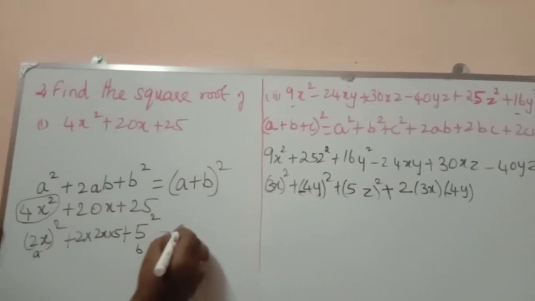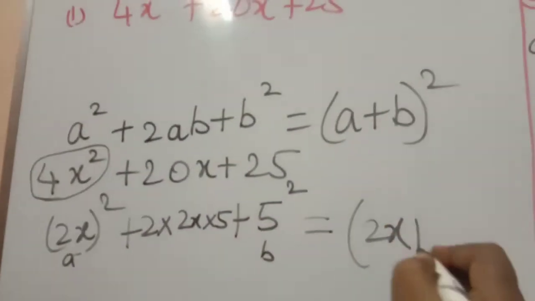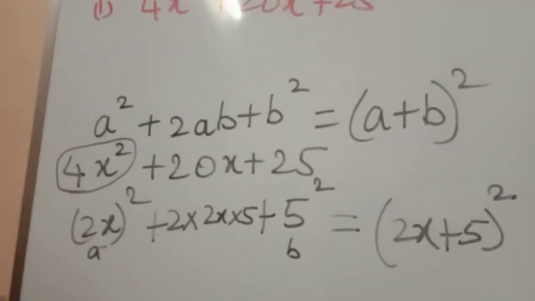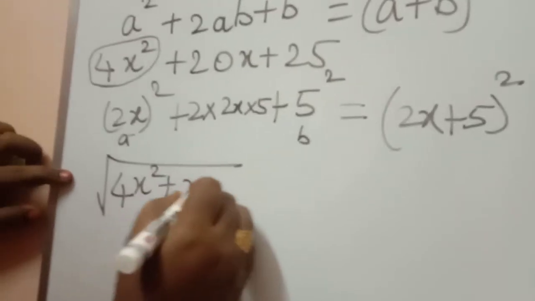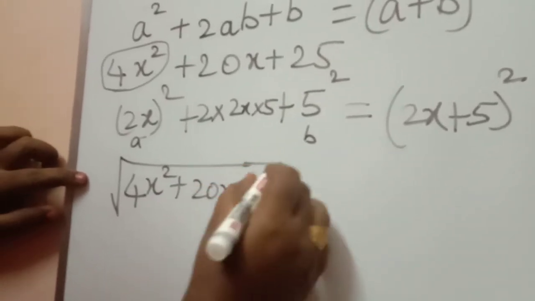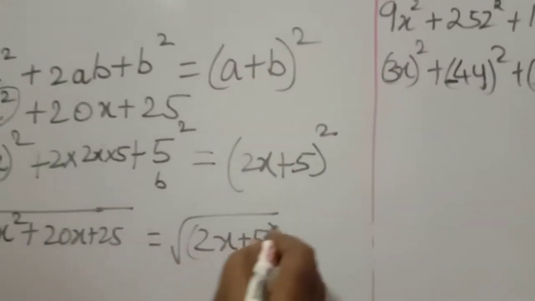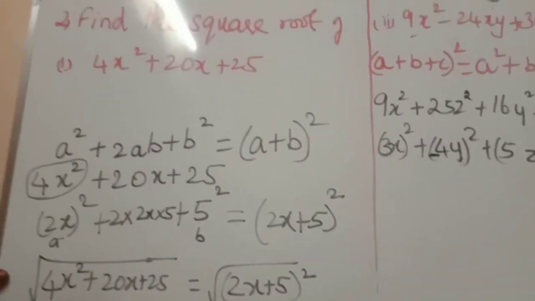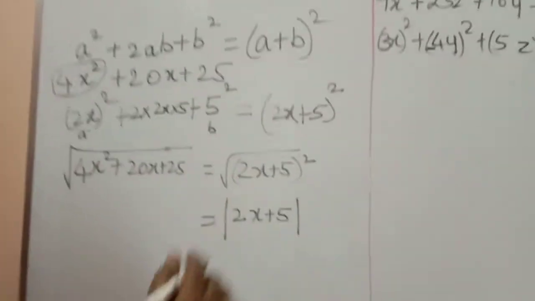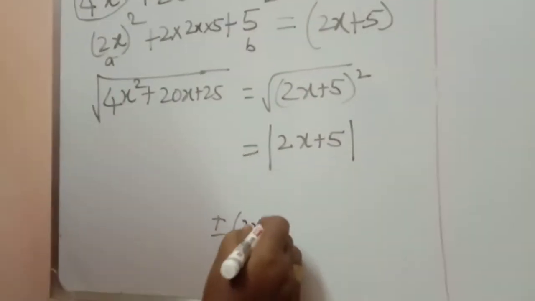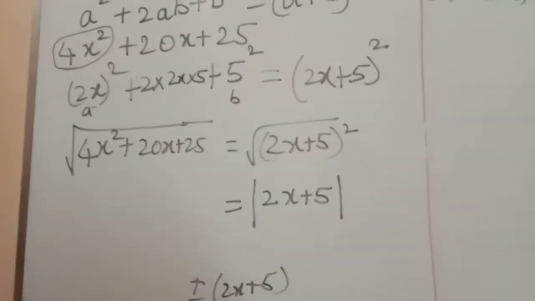So we can write this as a plus b the whole square. A is 2x, b is 5, so 2x plus 5 the whole square. So we have to find the square root of 4x square plus 20x plus 25. It is equal to square root of 2x plus 5 the whole square, which is equal to modulus of 2x plus 5. So this we can write it as plus or minus 2x plus 5. Otherwise, modulus of 2x plus 5. This modulus symbol is.